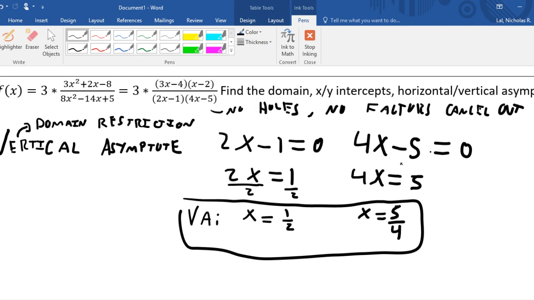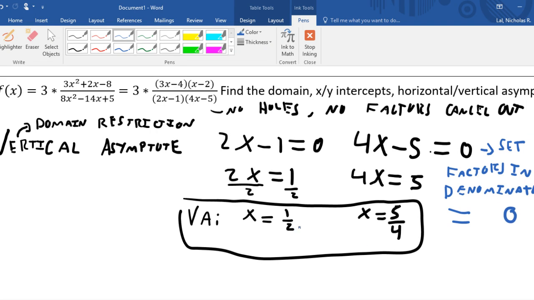What I had to do is set the factors in the denominator equal to 0. Denominator equal to 0. That's how we had to do it. Then solve for x. All right, so they're vertical asymptotes.